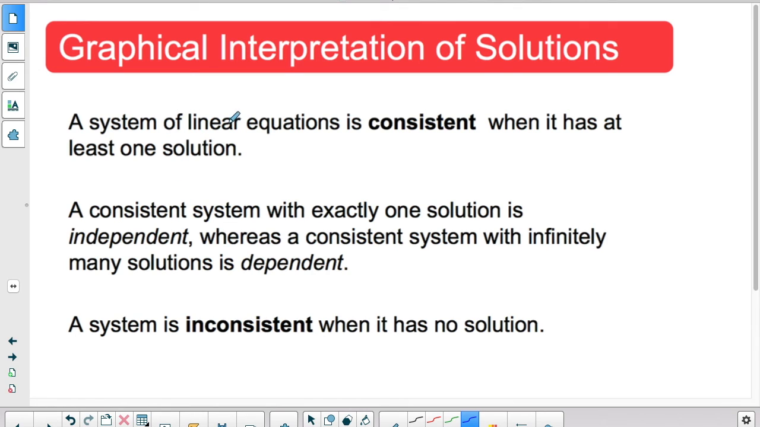Now a system of linear equations is consistent when it has at least one solution. So if it has at least one solution, it's consistent. I'm going to skip this for now, and it's considered inconsistent when it has no solutions. Now a consistent system with exactly one solution is independent, and when there are infinitely many, it is dependent.